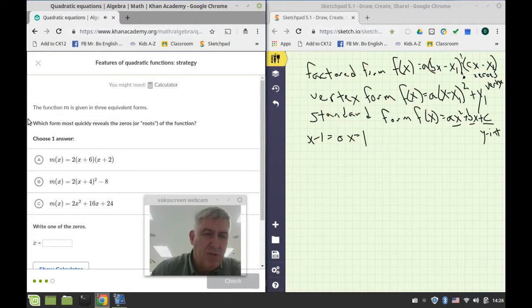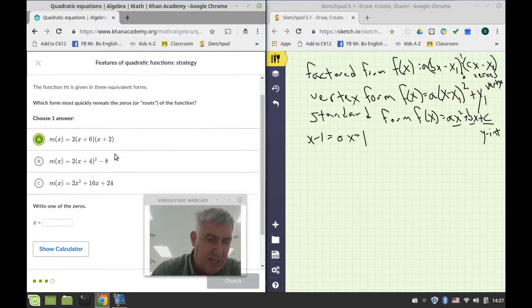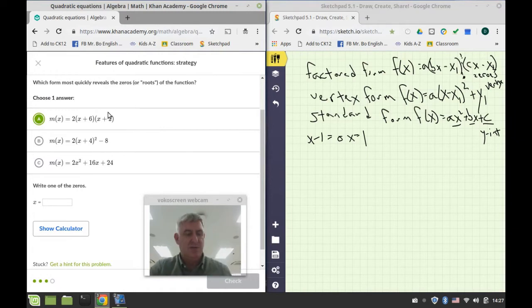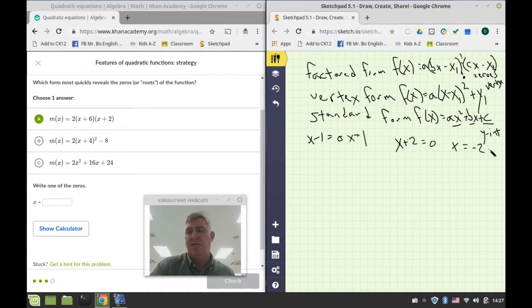And one more. Which form most quickly reveals the zeros or roots? Which one are we looking for? Zeros. We want the factored form. X minus something times x minus something. Oh, here we go. 2 times x plus 6 times x plus 2. There we go. And write one of the zeros. So x plus 2 is equal to 0. X is equal to -2.